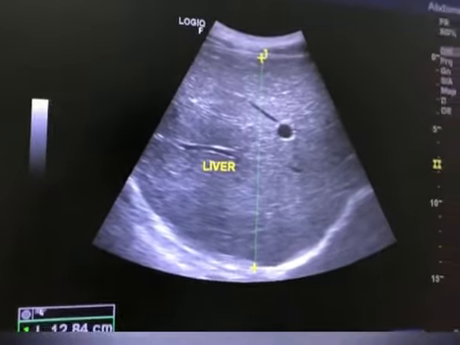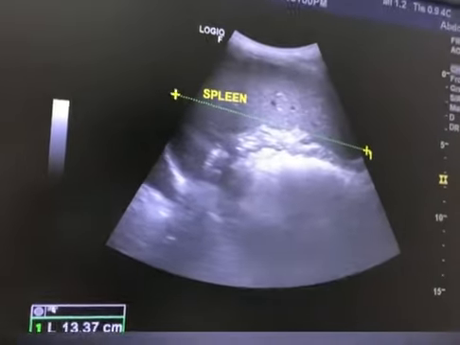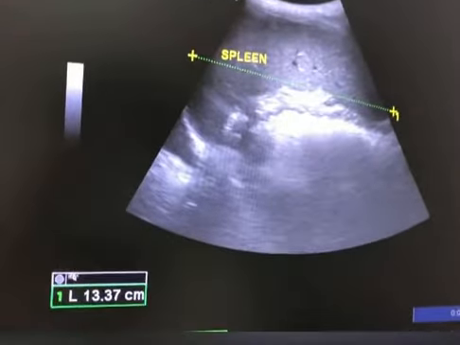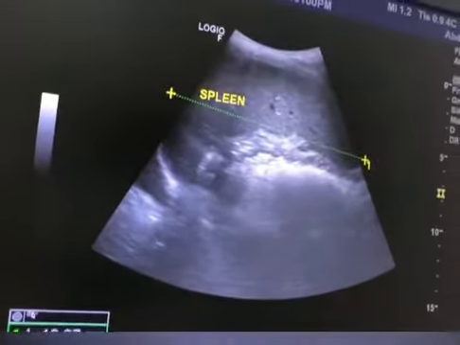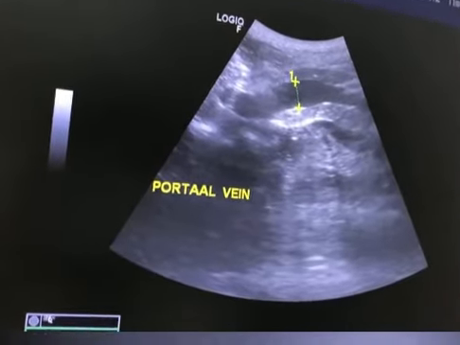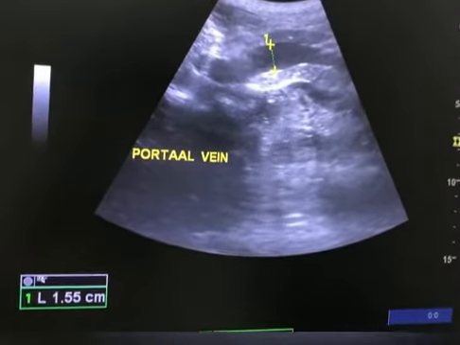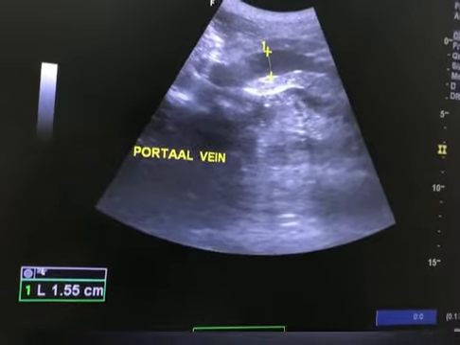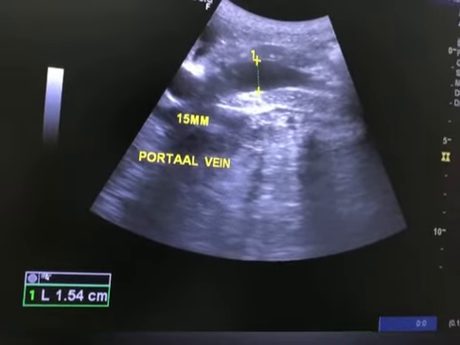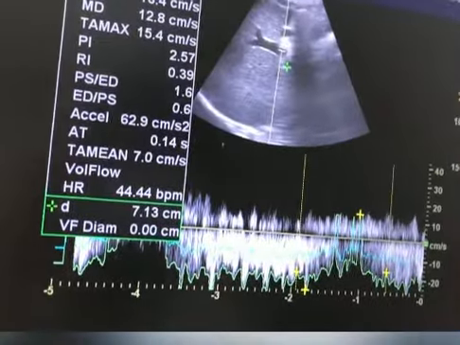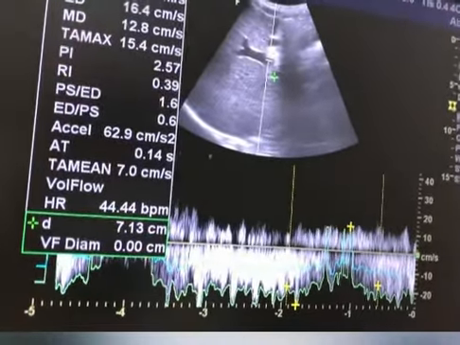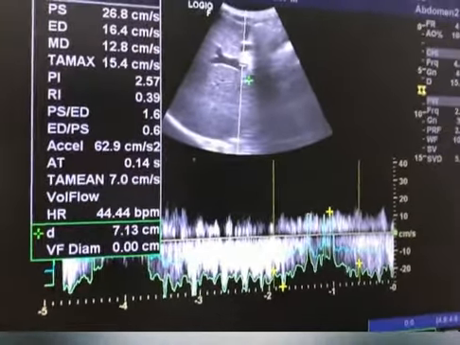Liver was measuring 12.8. There is splenomegaly, 13.3 centimeter. This portal vein is showing dilatation, 15 mm. So there is portal hypertension and some sort of cirrhosis of liver maybe.